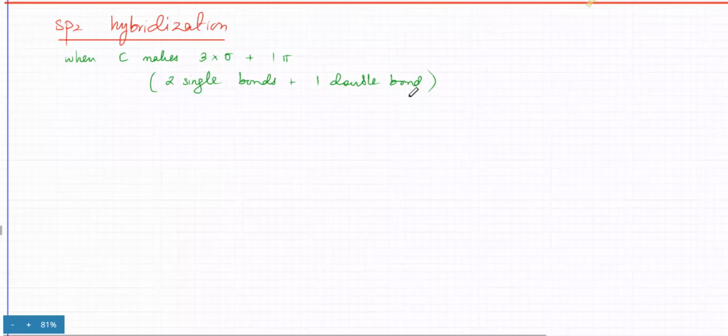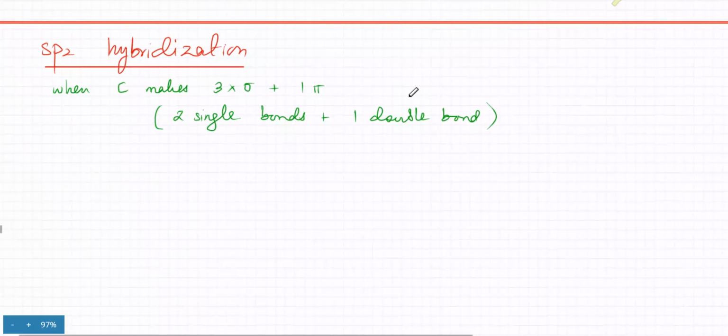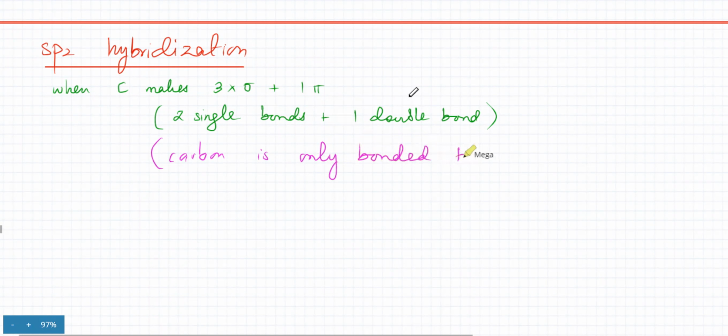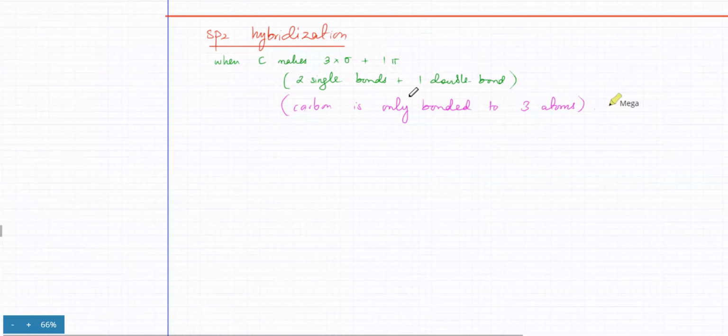Now what happens in sp2 hybridization? There's another thing that you could write, and that is that carbon is only bonded to 3 atoms because it's making a double bond with one of the atoms. So it's only bonded to 3 atoms.